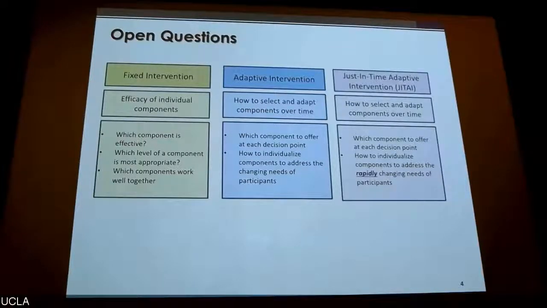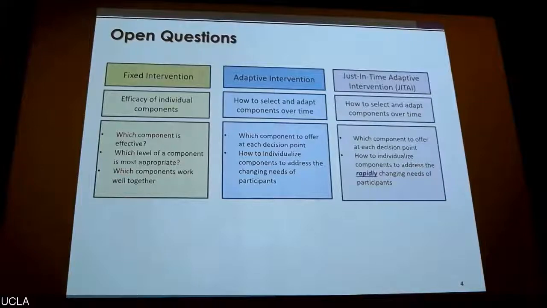Sometimes we don't know which level of the component is most appropriate. Should I provide a lot of text messages or just a few, because it would be too burdensome to provide too many, right? And sometimes we don't know which components work well together and which do not. It's possible, for example, that text messages would work well together with meal replacement, but text messages and coaching would not work together because it's too burdensome, maybe, right?